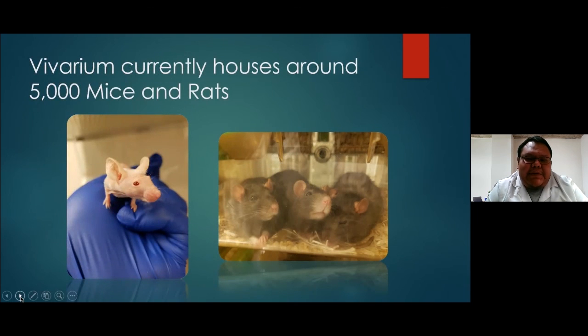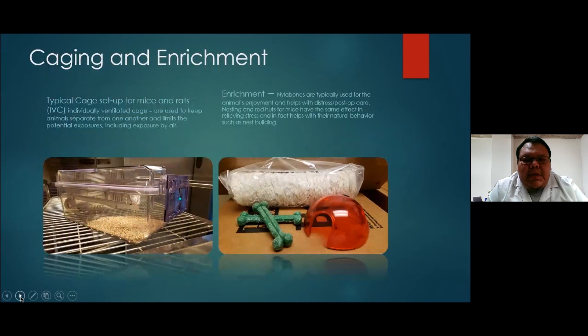Currently, our vivarium houses 5,000 mice and rats. There's a nice picture of a nude mouse on your left. Caging and enrichment: the typical cage setup for mice and rats is IVC cages, individually ventilated cages. They're used to keep animals separate from one another and limit potential exposures, including exposure by air pollutants.